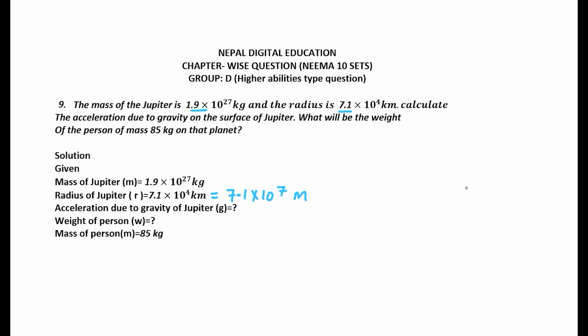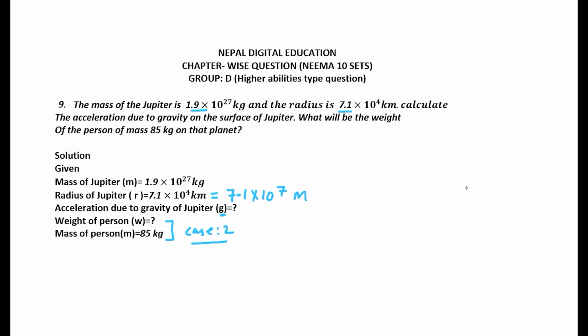Calculate the acceleration due to gravity. So we have to find the value of g. What will be the weight of the person? It is the second case: what will be the weight of the person of mass 85 kg on that planet? So this is our case second. In the first case we have r and m, and we have to find the value of g.